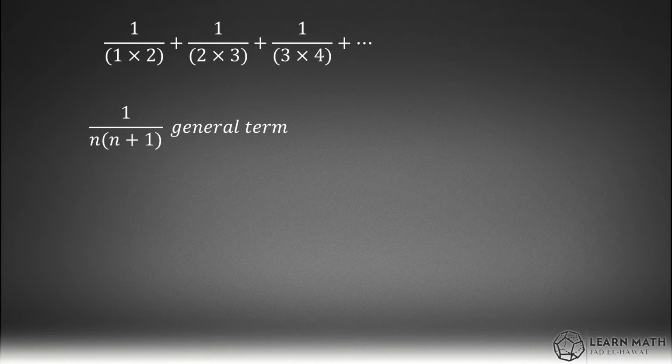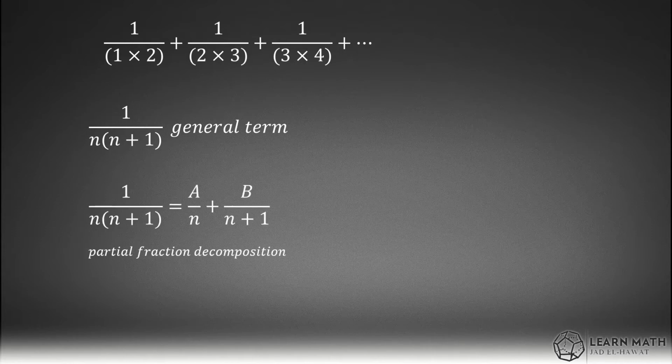The trick in this problem is that the denominator is a product of two terms, n and n plus 1. The fraction can be broken down as the sum of two fractions, one with the denominator n and the other with the denominator n plus 1. This is called the partial fraction decomposition. In other words, we want to rewrite the fraction in the following form. So, we need to solve for a and b.